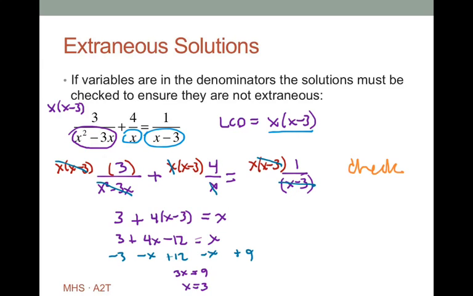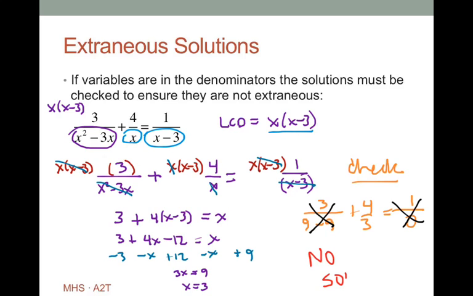We're going to plug in 3 for x and see what we get. So we're going to get 3 over 9 minus 9 plus 4 over 3 equals 1 over 0. And we can see that we get a 0 in the denominator twice, which means that x equals 3 is not a valid solution. So in this case, you would just say there is no solution.